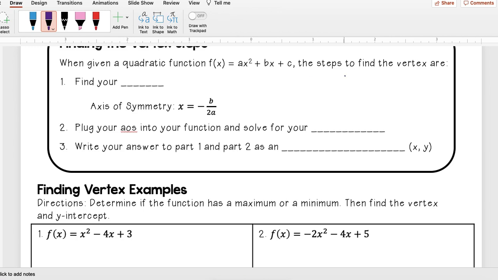The steps for that: when given a quadratic function f of x equals ax squared plus bx plus c, the steps to find the vertex are, first, you're going to find your AOS. If you remember, that just stands for axis of symmetry, and the axis of symmetry is given by this equation here: x is equal to the opposite of b over 2a. So that's my first step. That's going to find my x value. Second step is we're going to plug our AOS into the function and then solve for the y value. And then lastly, we're going to write the answer from part 1 and part 2 as an ordered pair, x, y.